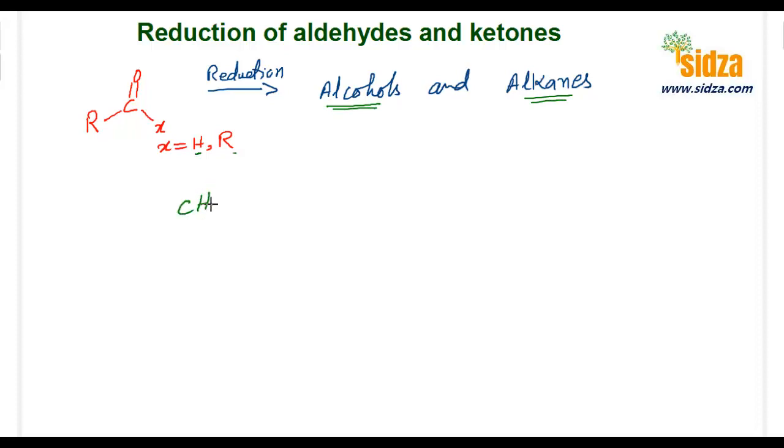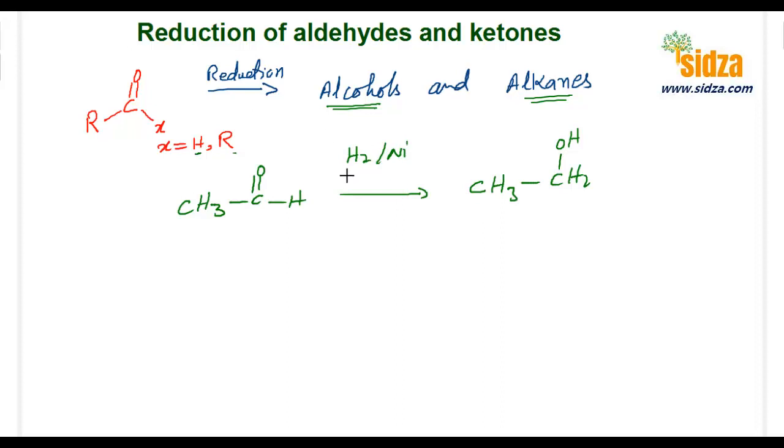If I take the molecule CH3COH, this is an aldehyde, I can reduce it into the alcohol, which is CH3CH2OH. This is ethanol, by using any of the reducing agents, like for example you can use hydrogen gas in presence of nickel, right?